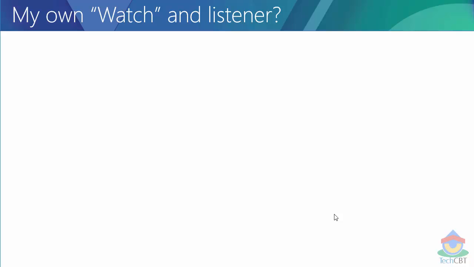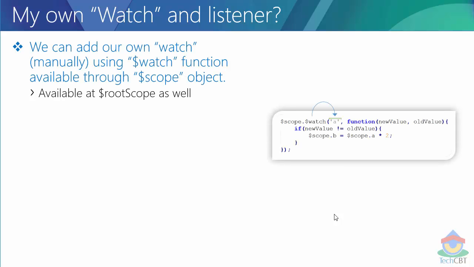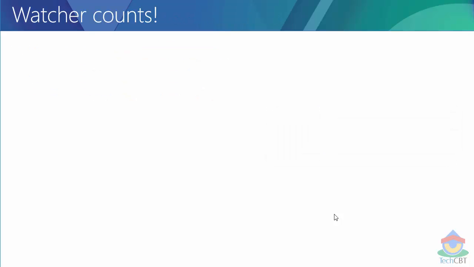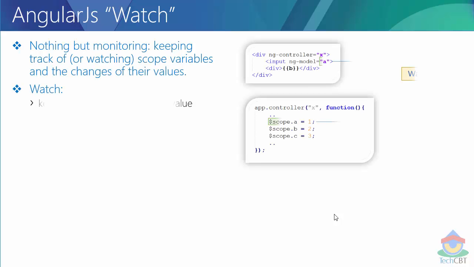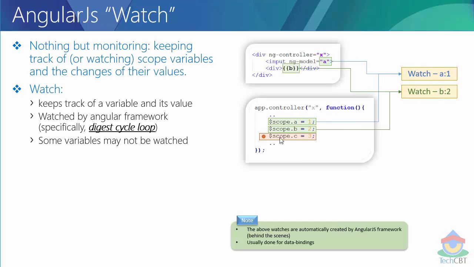So what exactly are these? First of all, we can also add our own watch using the watch function. If you clearly remember in my previous one, I said, for example, scope variable C doesn't have any kind of watcher created by AngularJS because the scope variable C is not being used in the markup. There is no binding. So when there is no binding, AngularJS doesn't treat it as necessary to be watched, and thus it skipped the scope variable C. So this is not being watched at all.